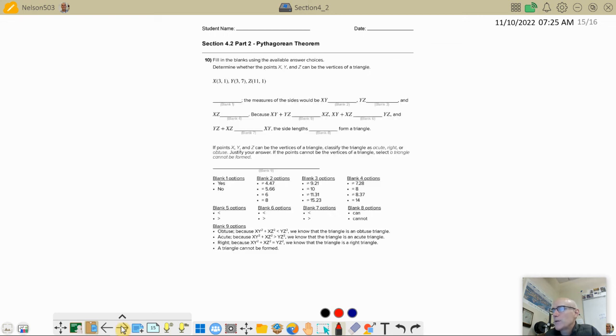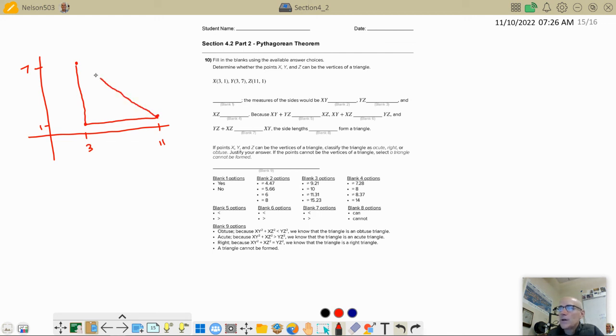Number 10 is, so I wanted to show you guys this a little bit. So if we made a little drawing here, all those points are in the first quadrant, right? So if I go out 3 and I go up 1, so let's say that's 3, and let's say this is 1 right here. Then I go over to 3 and I go up to 7. So here's where 7 would be, right? You could do this on GeoGebra if you wanted. And then if I went out to 11 and I went up 1, it says fill in the blanks, determine whether x, y, z can be the vertices of a triangle. Well, of course it can. We got 3 points. It's going to be a triangle. Okay, so that answer is definitely yes.